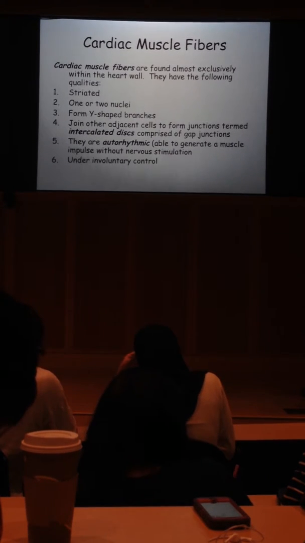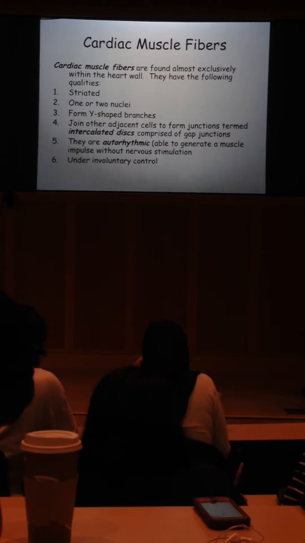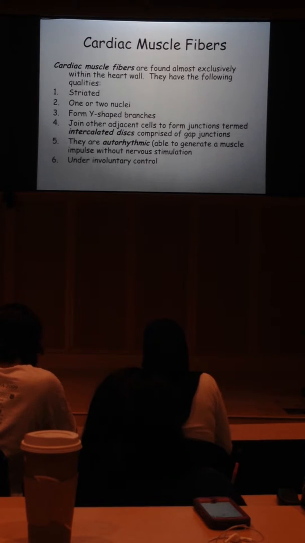They're also what's called autorhythmic. So you really don't need to generate a signal from the nervous system. The nervous system doesn't need to send a signal into the cardiac cell saying it's time to contract. They can actually generate their own contraction, their autorhythmic abilities. And again, they're under involuntary control. Most of us cannot control the heart rate, although there are cases of some people who claim they do. The vast majority of us don't have that type of control.